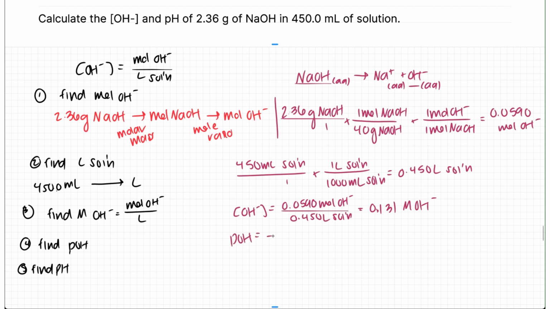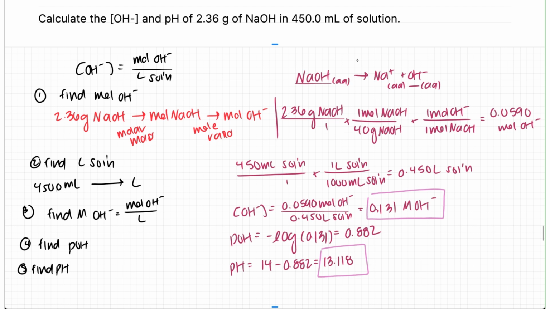And for the pOH, we can take the negative log of this concentration of OH- to arrive at a value of 0.882 for the pOH. For the pH, we can do 14 minus the pOH to have a value of 13.118. We have two answers again, the concentration of OH- and the pH for the strong base solution.